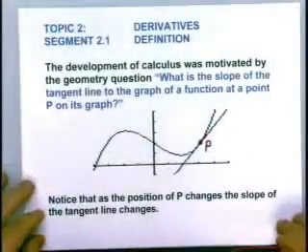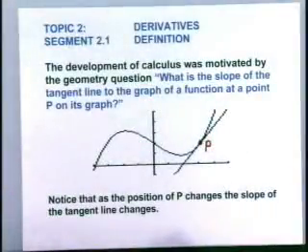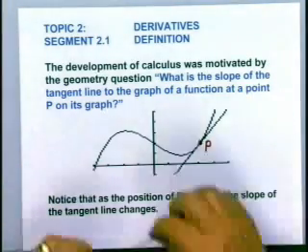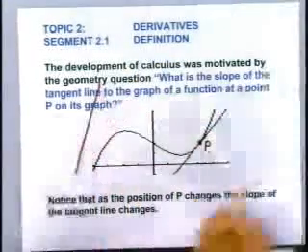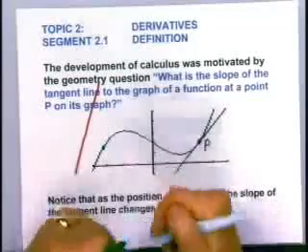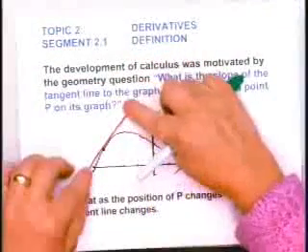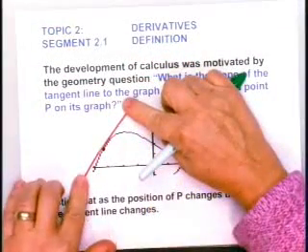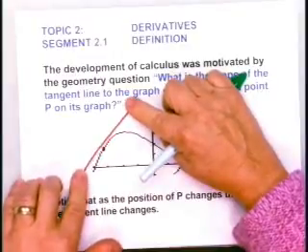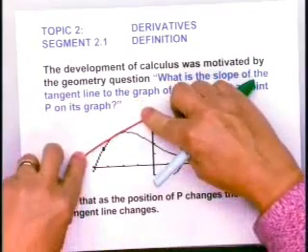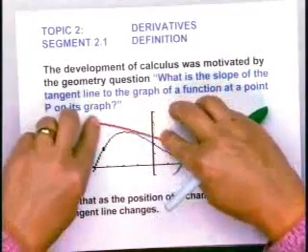The development of calculus was motivated by the geometry question, what is the slope of the tangent line to the graph of a function at a point P on its graph? Notice that as P changes positions, for example, if I allow P to be located right here, then the tangent line would look like this, and the slope of this piece of red wire that I'm using would be the slope of the tangent. As P moves around the curve, the slope of the tangent is constantly changing.